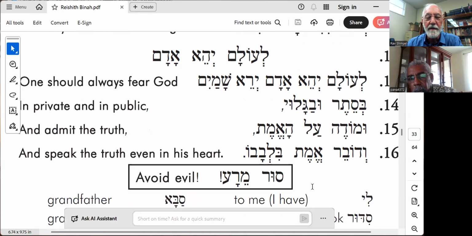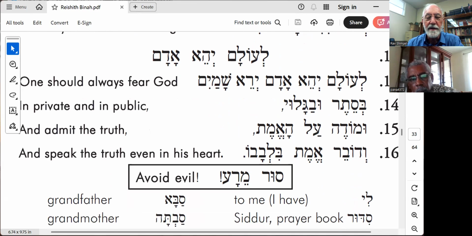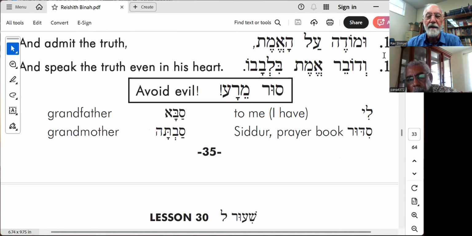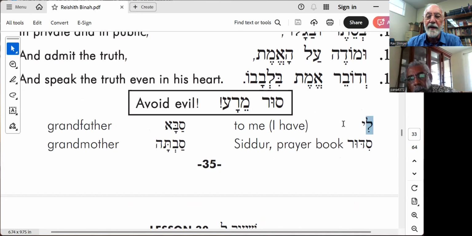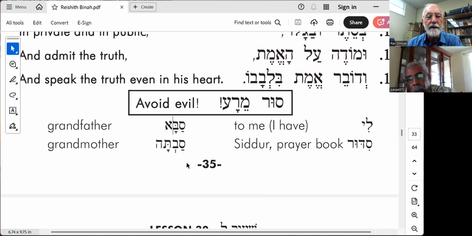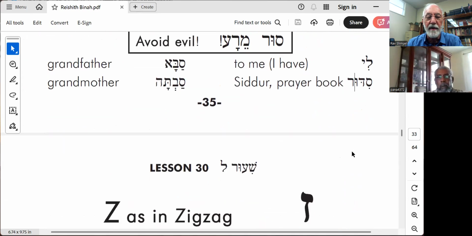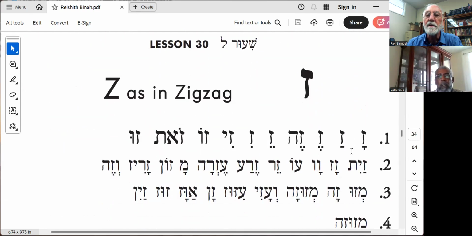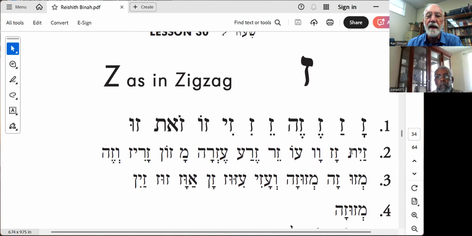Shomer, escape from evil. Okay, so Li is the Hebrew way of saying "I have." Saba is grandfather, Savta is grandmother, and Siddur is a prayer book. All right. Z.